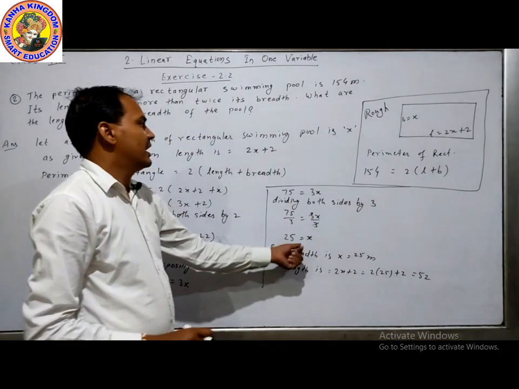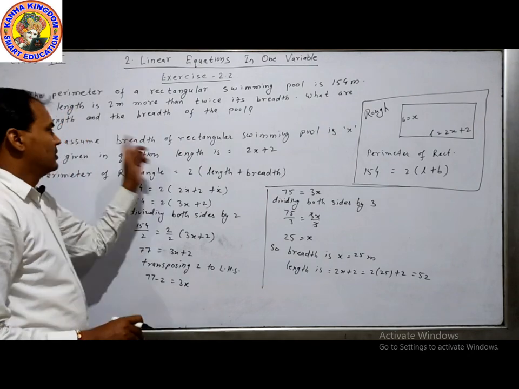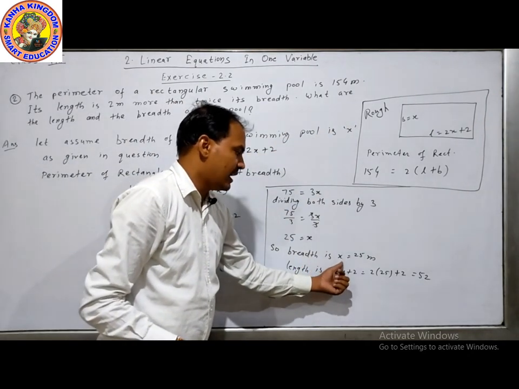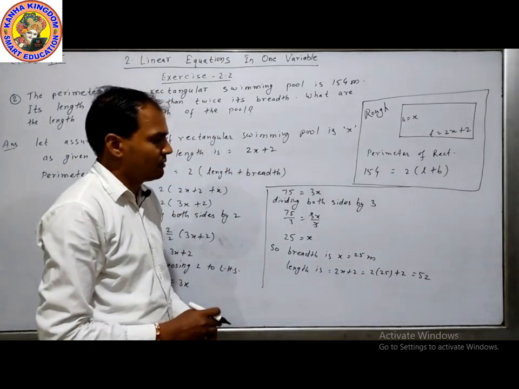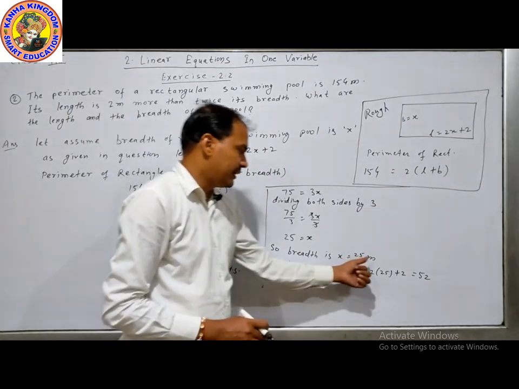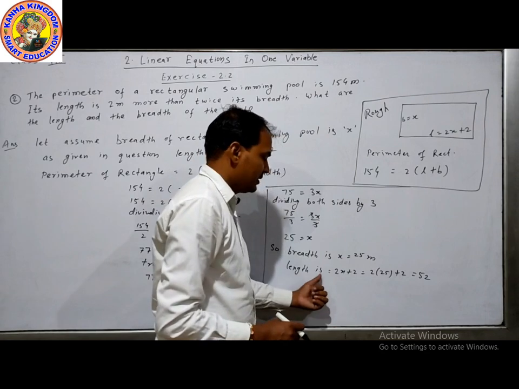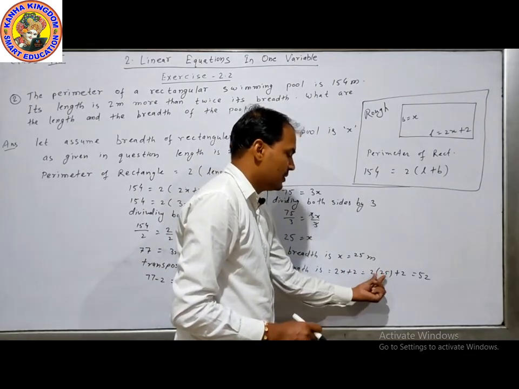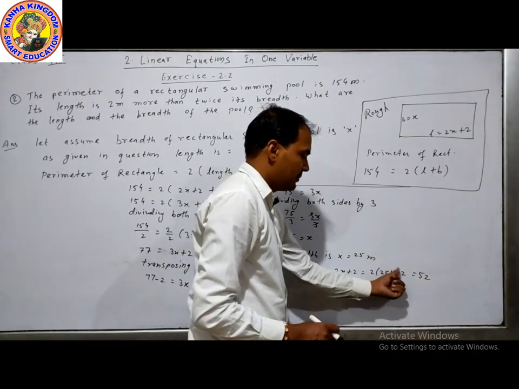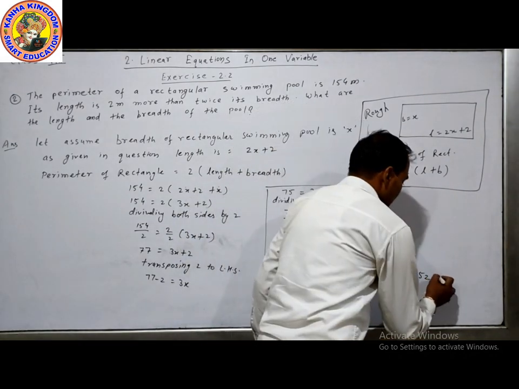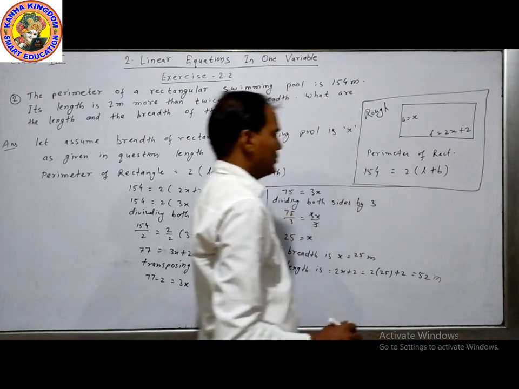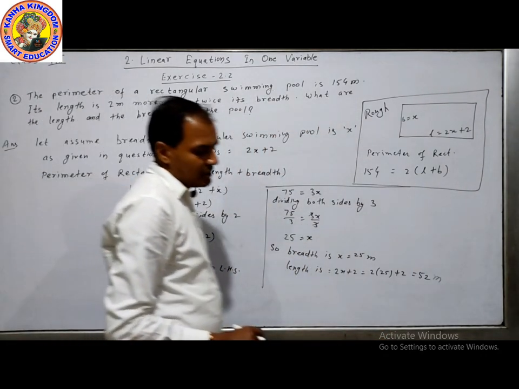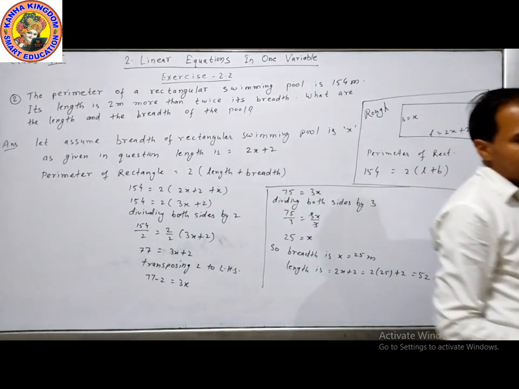What is x? X is our breadth. Breadth of the rectangular swimming pool is x. So breadth is x, x is 25 meters. Length is 2x plus 2. Put the value of x. X is 25. 2 into 25, 50. 50 plus 2, 52 meters. So this is our final answer. Take a screenshot. We will move to our next question.